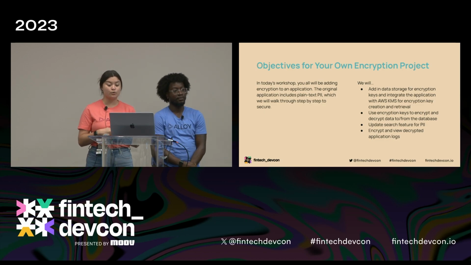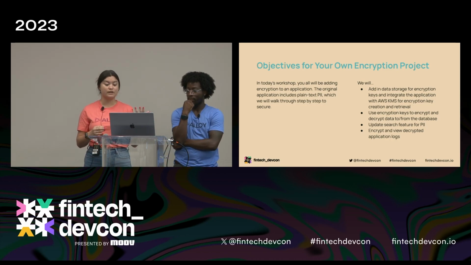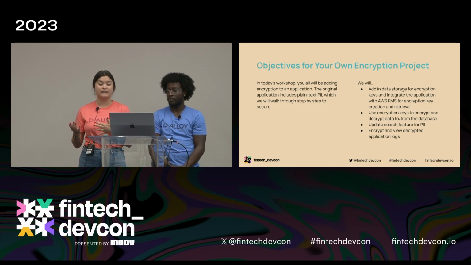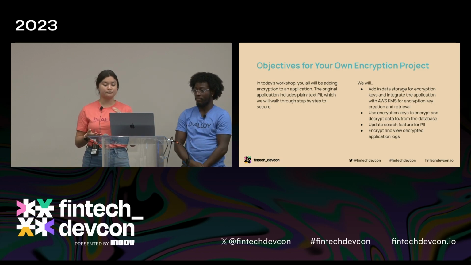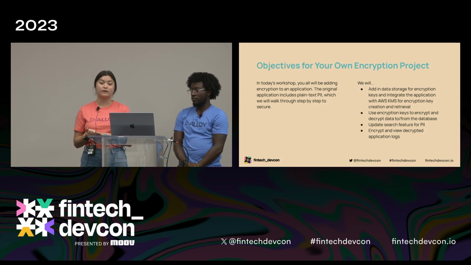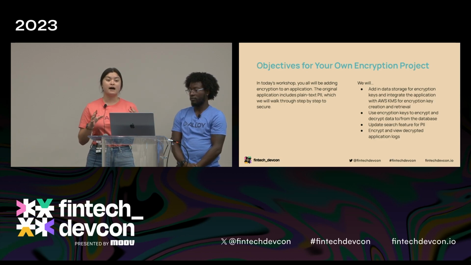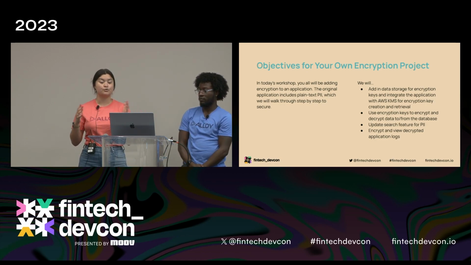The next task will be to use those encryption keys to encrypt and decrypt data to and from the database. So that'll be updating our APIs to be able to handle encrypted data. The third step is we're going to update our search functionality from fuzzy search to hashed search.